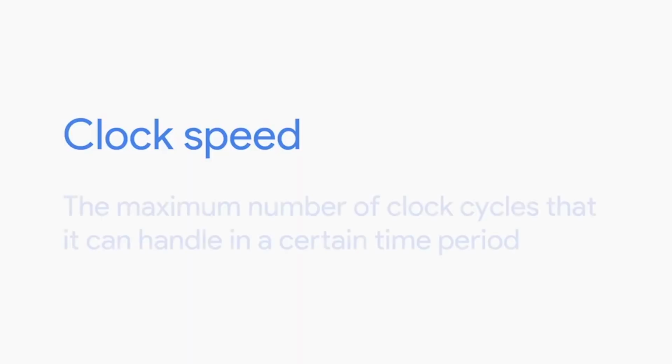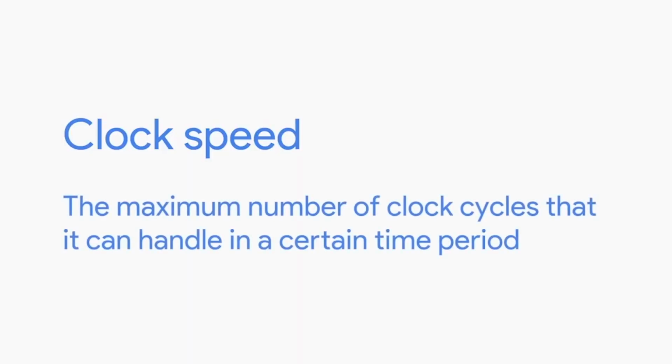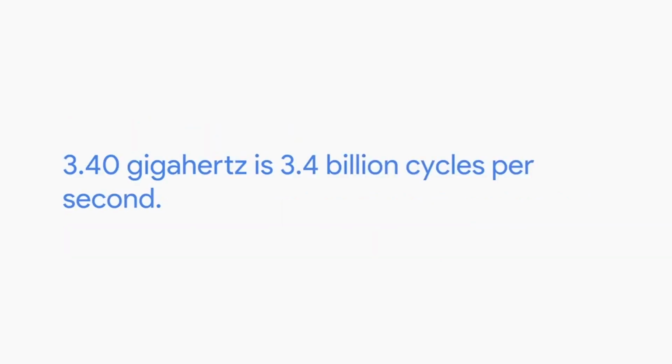Have you ever seen a CPU in the store and it has something labeled 3.4 GHz? This number refers to the clock speed of the CPU, which is the maximum number of clock cycles that it can handle in a certain time period. 3.40 GHz is 3.4 billion cycles per second. That's super fast. But just because it can run at this speed doesn't mean it does. It just means that it can't exceed this number.